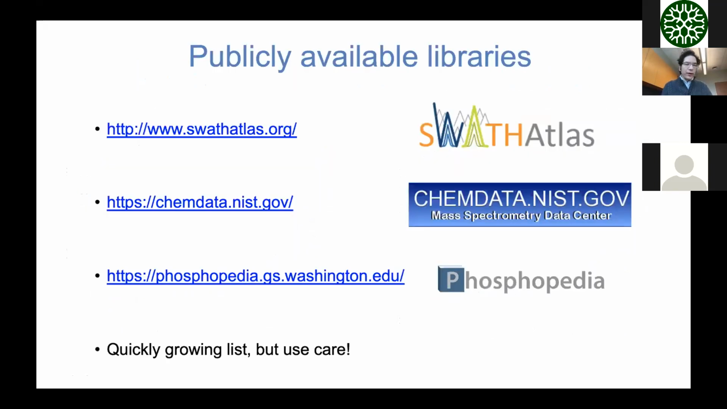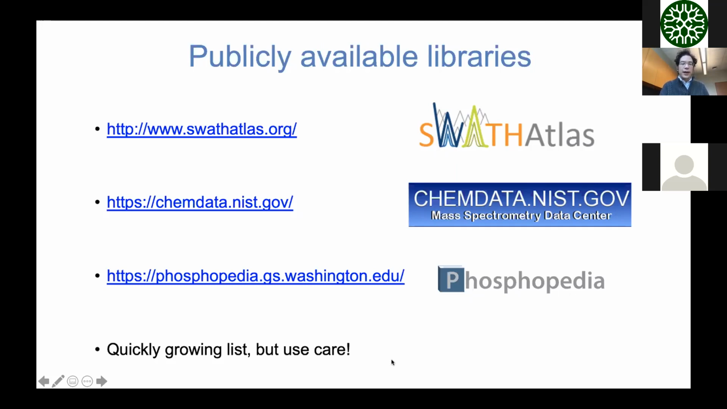Okay, so there are lots of these mega aggregated libraries. I talked about aggregating libraries from lots of different DDA experiments all together into one massive data set. That was actually done for our work here on Phosphopedia. This is a phosphopeptide library, but there's lots of different places where you can get good peptide libraries. So for example, the SWATH Atlas provides a bunch of different types of libraries. ChemData at NIST provides peptide libraries for lots of different types of experiments, samples, and species.